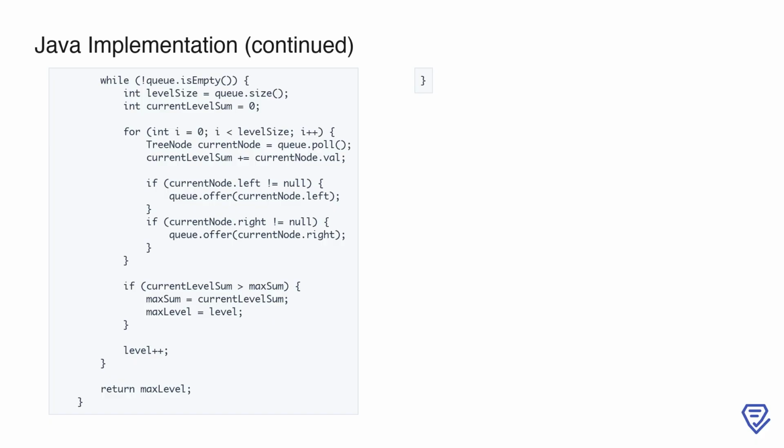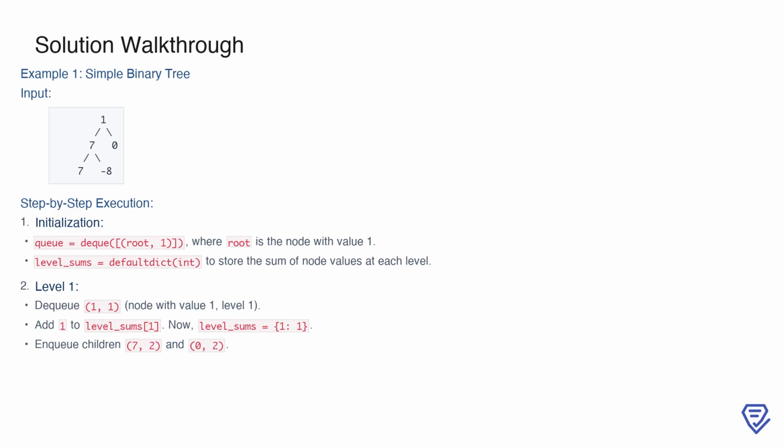After processing all nodes at the current level, we compare currentLevelSum with maxSum. If the current level sum is greater, we update maxSum and set maxLevel to the current level. Finally, we increment the level variable to move to the next level. Once the queue is empty and all levels have been processed, the method returns maxLevel, which holds the level with the maximum sum.